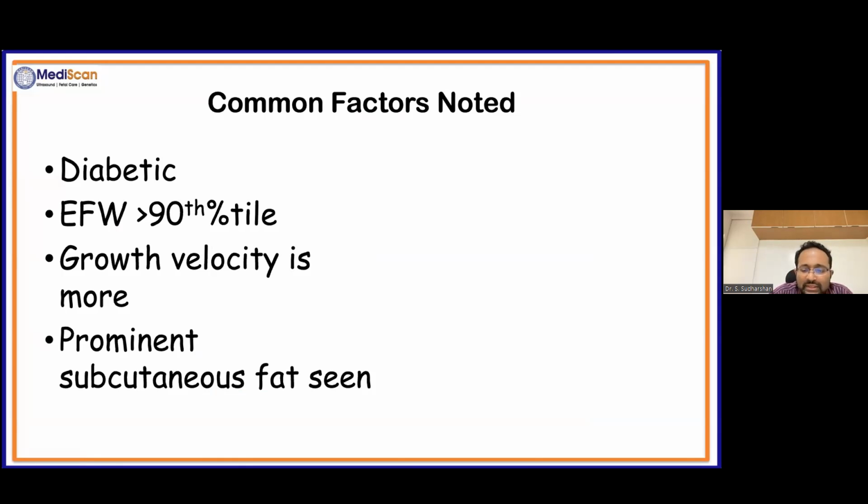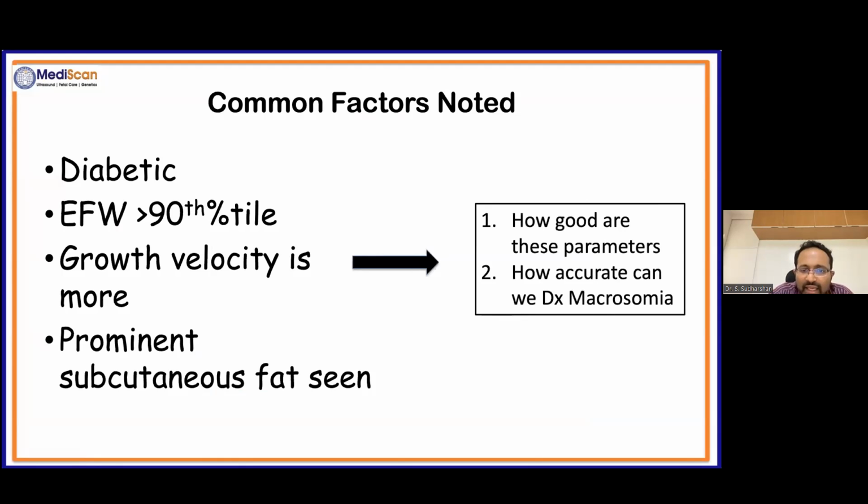So are things so easy, and how good are these parameters, and how accurately can we diagnose macrosomia on ultrasound? If we see a picture completely like this, a diabetic pregnancy with all these features of weight, velocity, and fat, then reporting the baby as having macrosomia is much easier. But you don't see this combined picture all the time, and still you have pregnancies which get into trouble after birth.